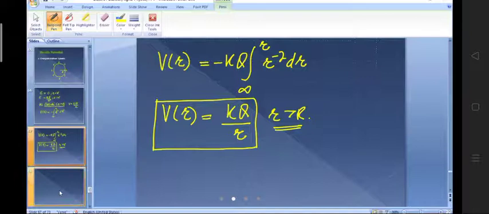Okay. Then let's calculate the potential. The B part is that let's calculate the electrostatic potential inside.